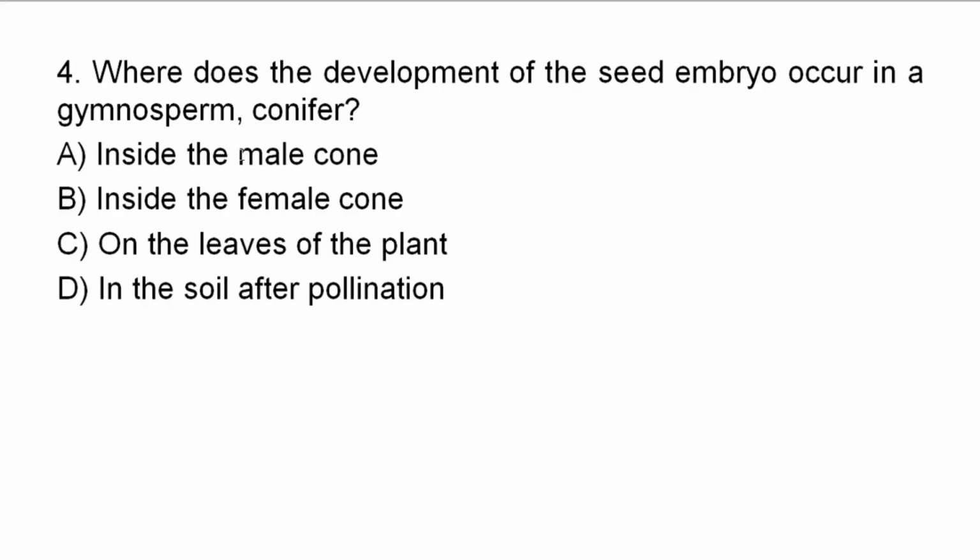Good. The correct answer is B, inside the female cone. So the development of the seed embryo in gymnosperms occurs inside the female cone. It is not inside the male cone. It is not on the leaves of plants. It is not in the soil after fertilization. The development of the embryo in a gymnosperm occurs inside the female cone. So the correct answer for question number 4 is B.